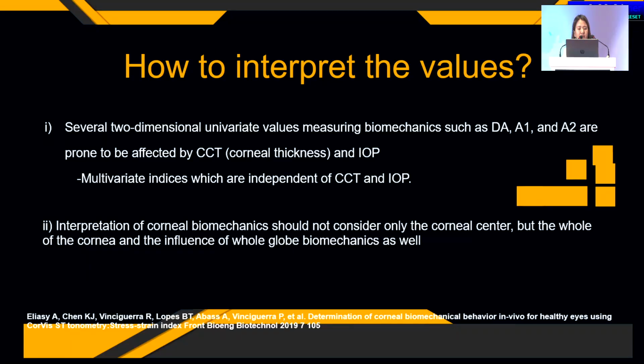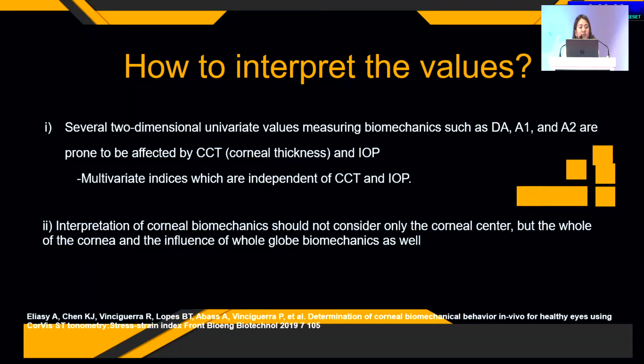So they have advised us to stick to multivariate indices, which are independent of the thickness and the intraocular pressure, like the stress strain index and the Ambrosio relational thickness, along with SP-A1, that is the ratio of stress, that is the stiffness parameter, to the first applanation pressure. So these are various ratios that should be utilized in order to get a better value and a better application in our patients.